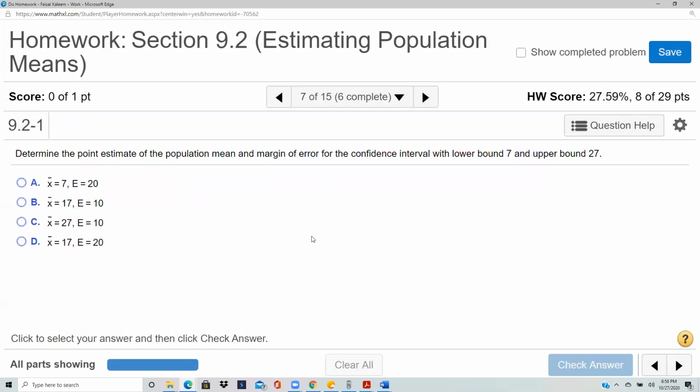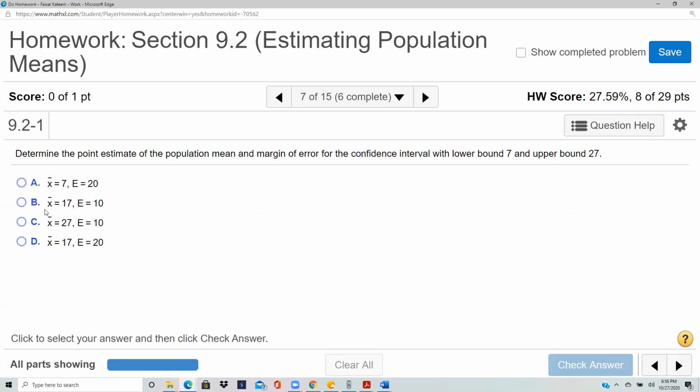Determine the point estimate of the population mean and margin of error for the confidence interval with lower bound 7 and upper bound 27. So the same formula. The point estimate is the midpoint. So 7 plus 27 is 34. And then divide that by 2. 34 divided by 2 is 17. So the midpoint is 17. So that's the point estimate, which in this case is the sample mean.